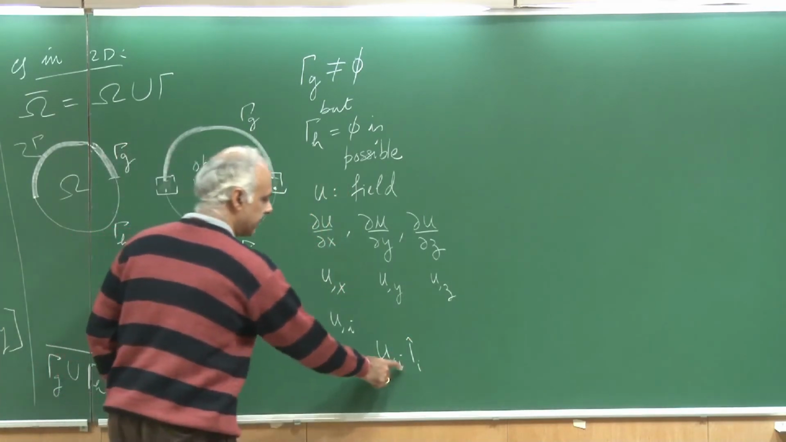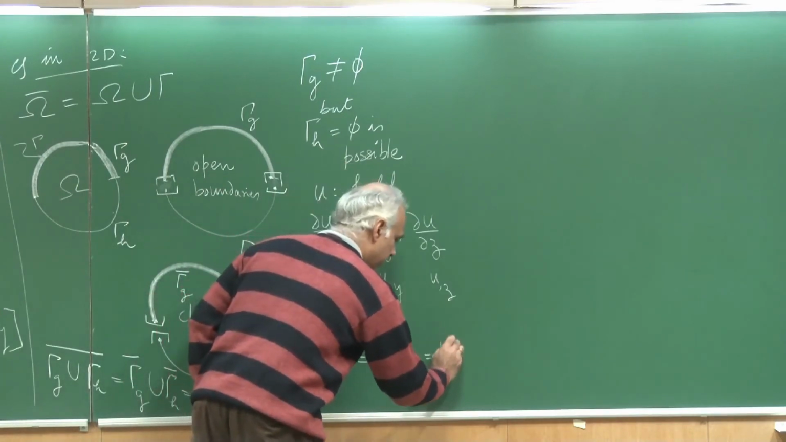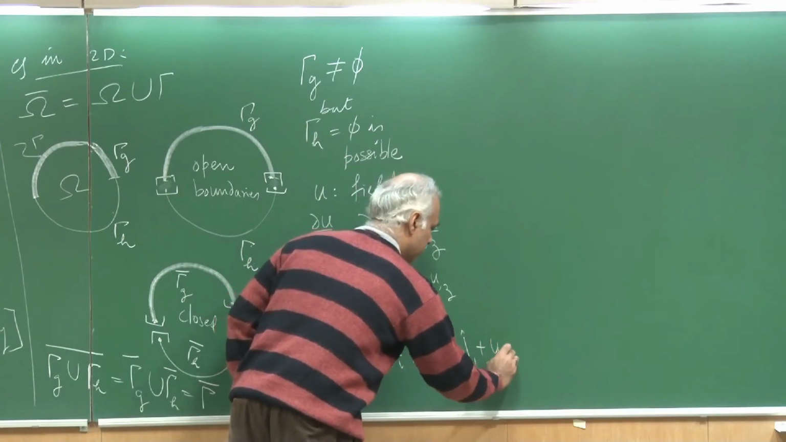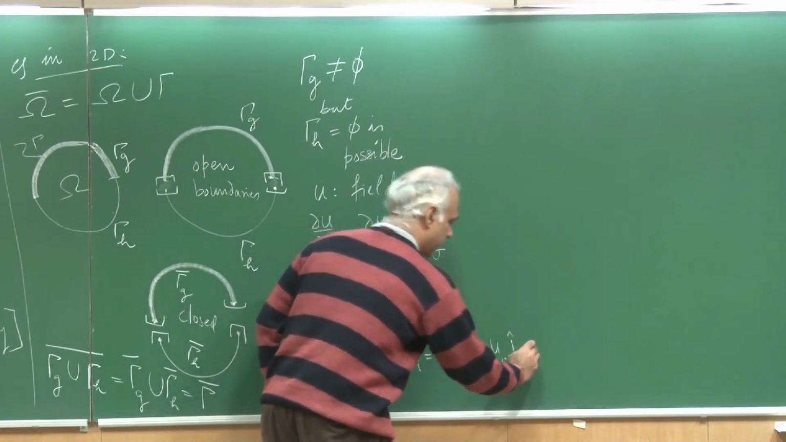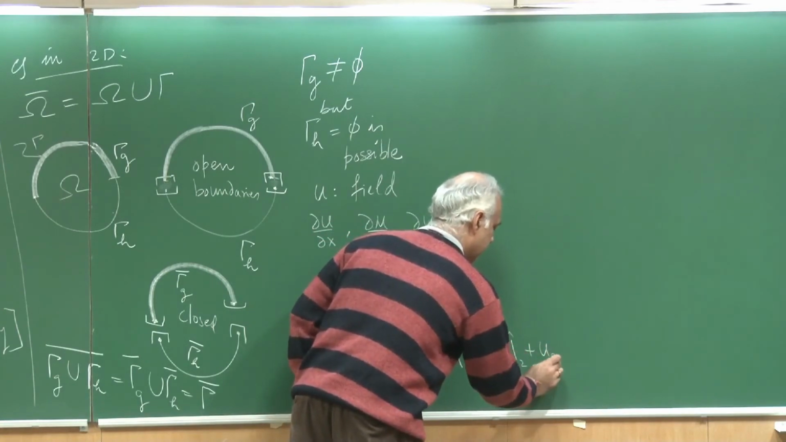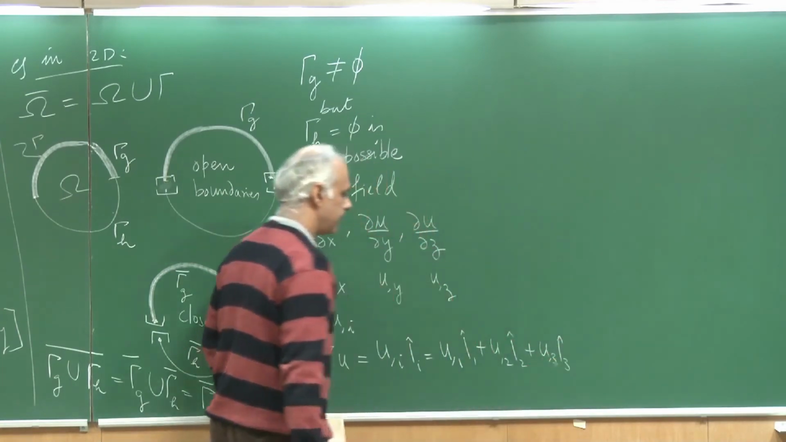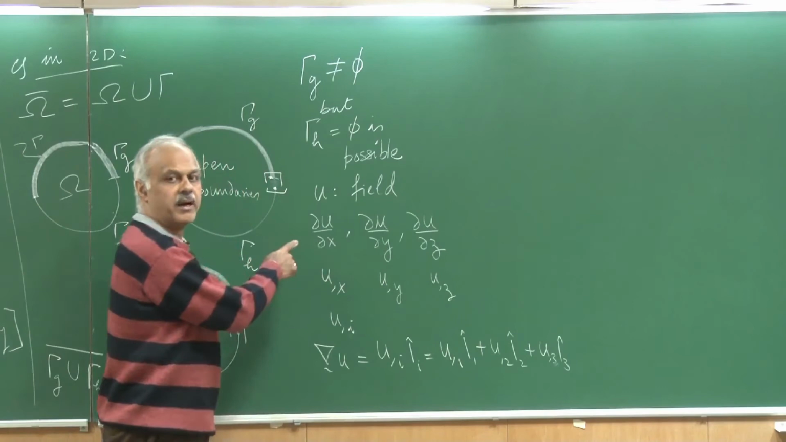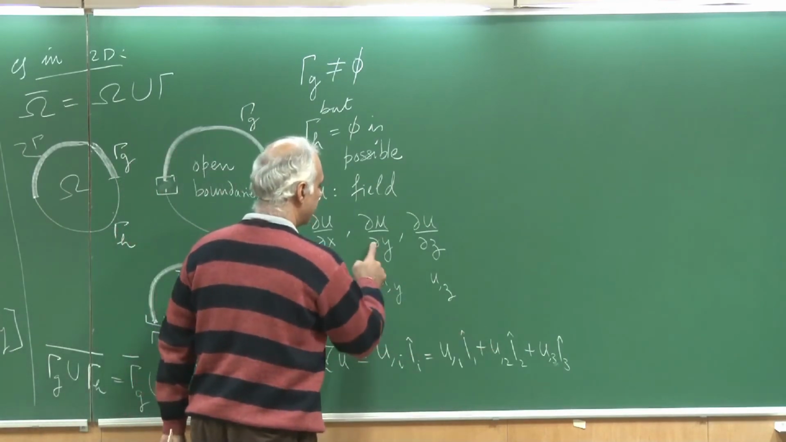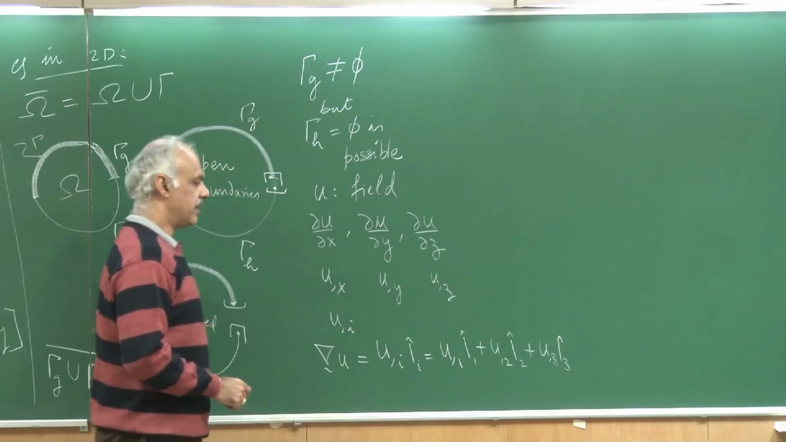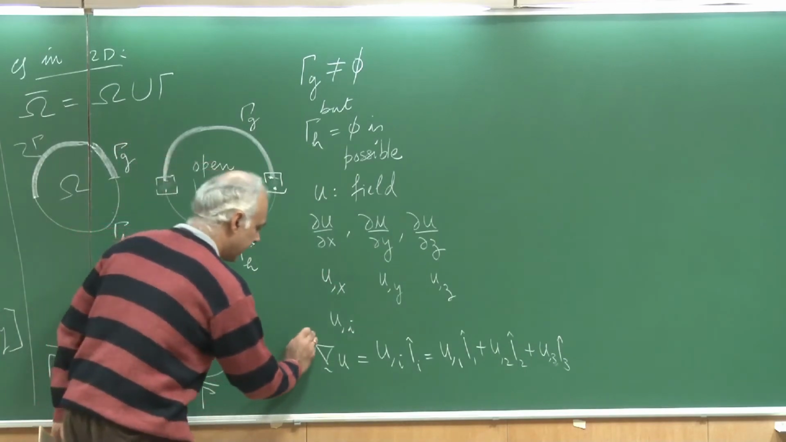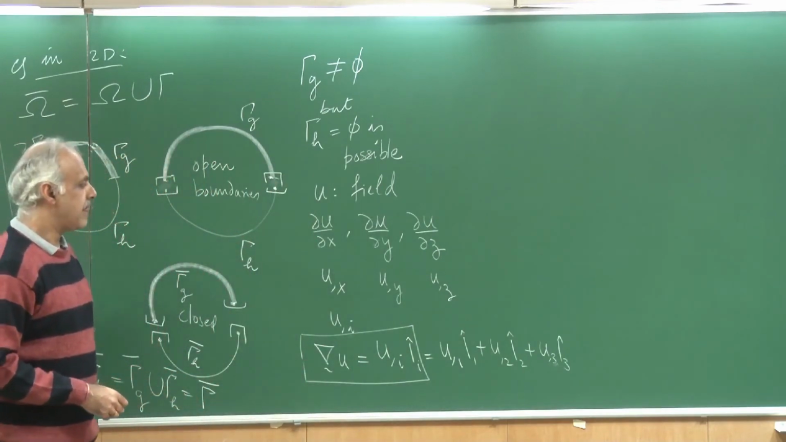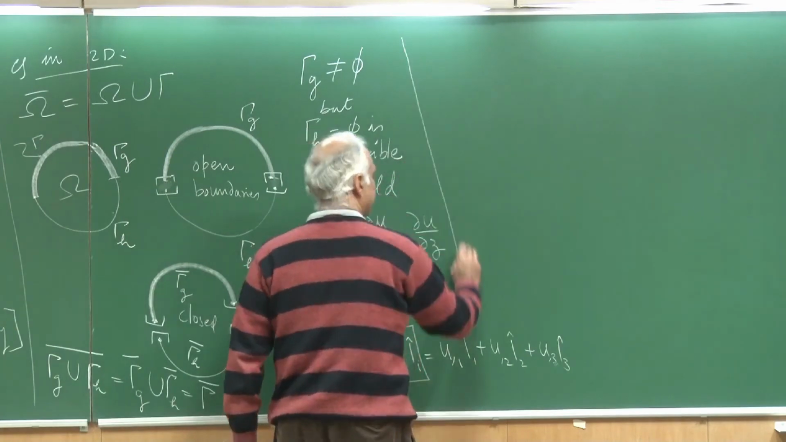And now this is a repeated index, and therefore this takes the form u comma 1 I1 plus u comma 2 I2 plus u comma 3 I3, which is really u comma 1 is something like u comma x, u comma 2 is something like u comma y, and likewise. Okay. So, we can put the gradient of a vector in a very compact notation like this.